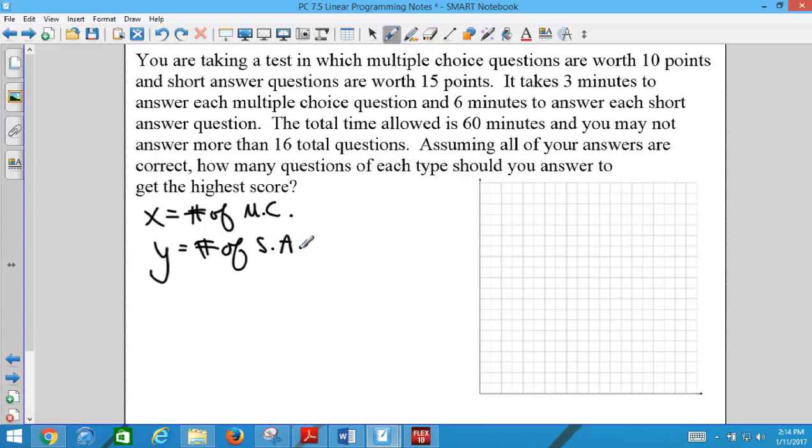But there's a third variable. What's the highest score? We can make it Z. Call it whatever you want. What are you going to call it? Say Z. Z for what? Oh, okay.